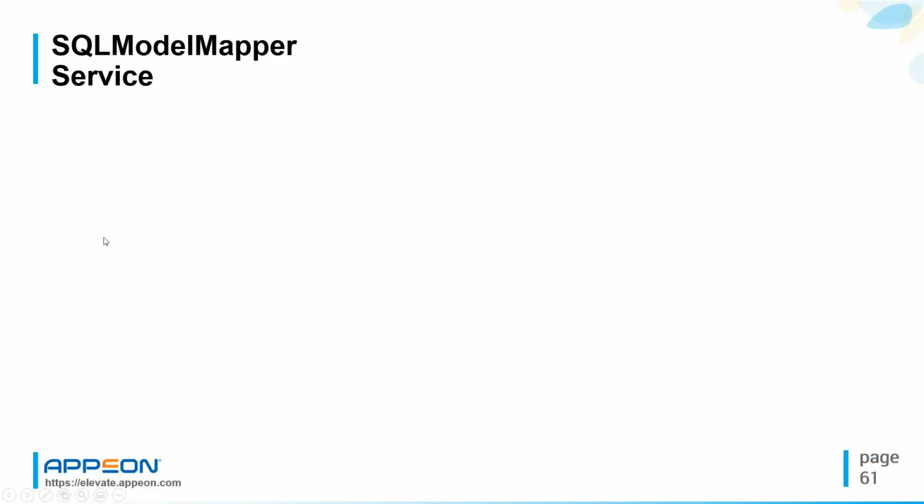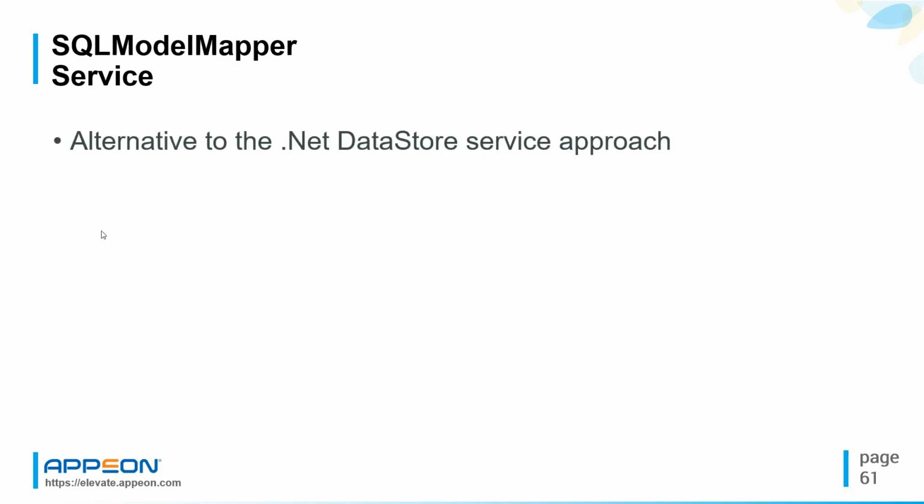Okay, so now we're going to talk about the SQL Model Mapper. And as I alluded to a little earlier in the session, the SQL Model Mapper uses plain JSON. It's the client agnostic approach, although you can do a client agnostic in .NET Data Store as well. But it's also got some additional features that aren't supported by the .NET Data Store. So it's something to look at.